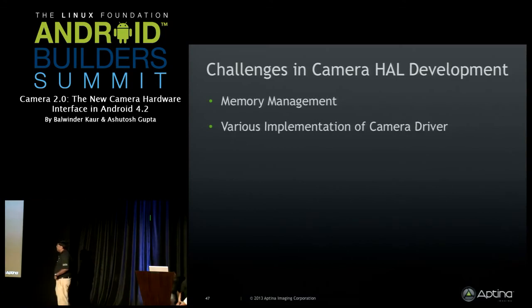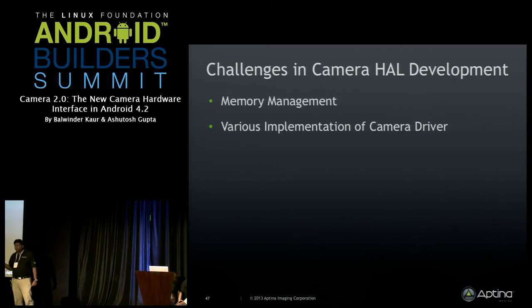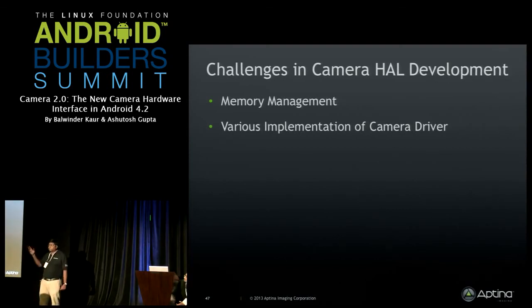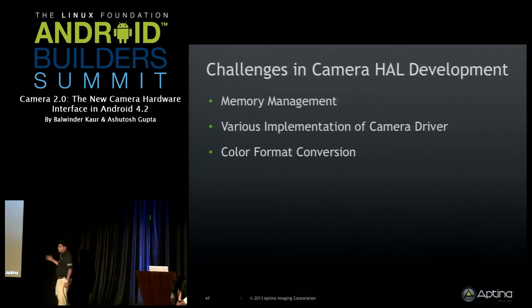Then there are various implementations of the camera driver. As we have already discussed, V4L2 is one of the implementations by which you can have your camera driver implemented. OpenMax is another one, and some of the vendors have their own proprietary ones. This gains importance because in the scenario of multiple cameras, front and back, one of them can be implemented by V4L2, another one can use the proprietary one, or the OpenMax one. So the camera HAL needs to be aware of this. Then color format conversion: the sensor can give out a different color format, and the display may expect another one. So the camera HAL may need to do the color conversion, either using a hardware block or a software block.